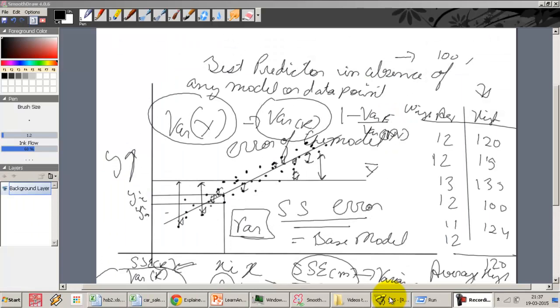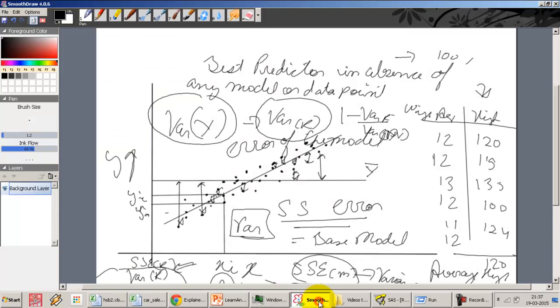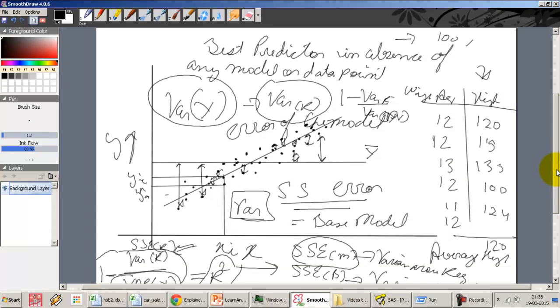If we look at the output in the ANOVA table, we actually get three sum of square error terms. One is the model sum of squares, the second is the error sum of squares, and then we have the total sum of squares. I'm going to explain what each of these mean. Let's go back to our graph. I've tried to explain what R square means and how we talk about explained variance versus unexplained variance.